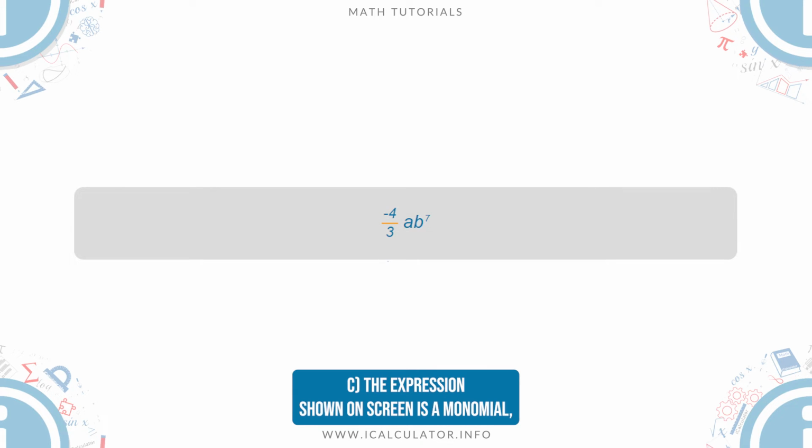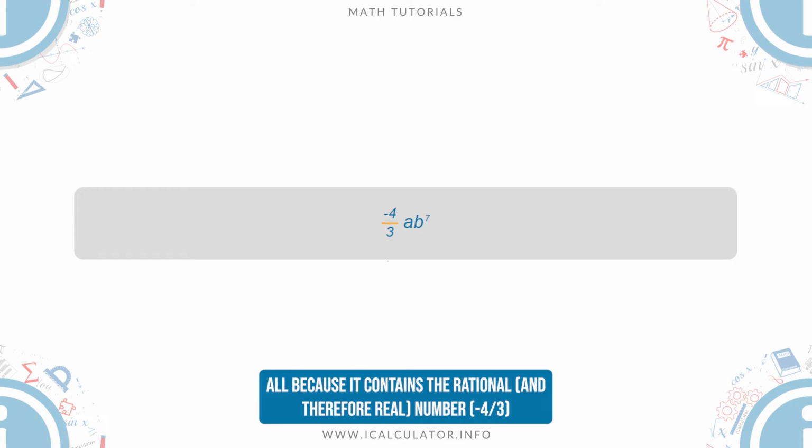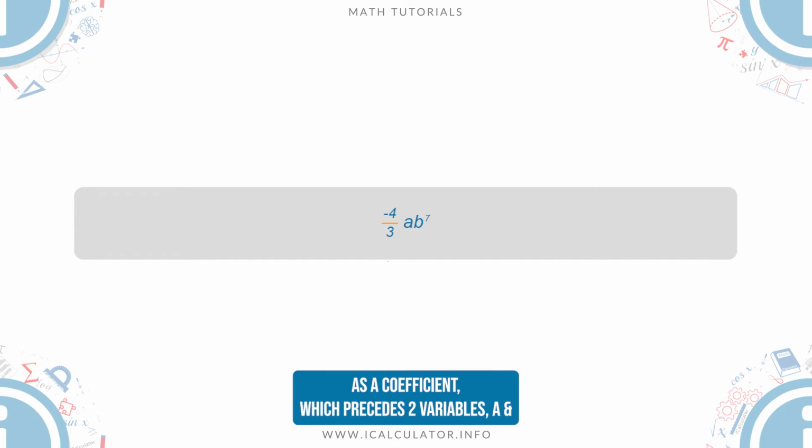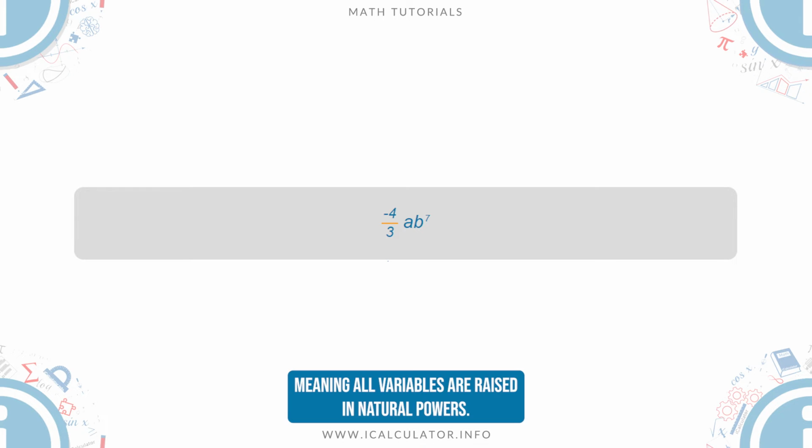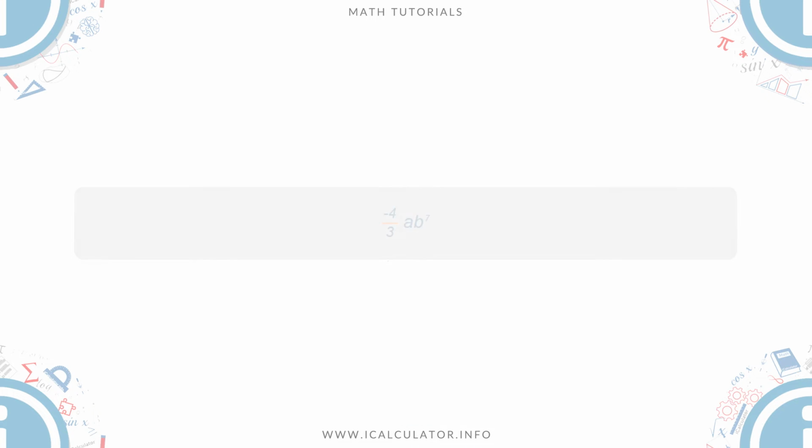C. The expression shown on screen is a monomial, because it contains a rational, and therefore real number, minus 4 over 3 as a coefficient, which precedes two variables, a and b, raised to the first and seventh power respectively, meaning all variables are raised to natural powers.